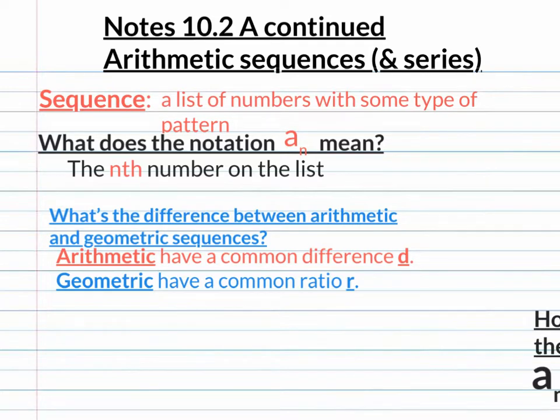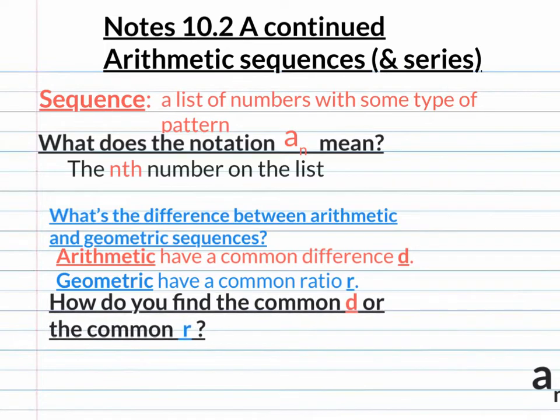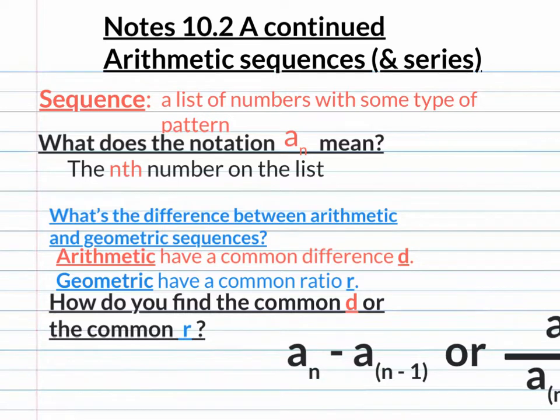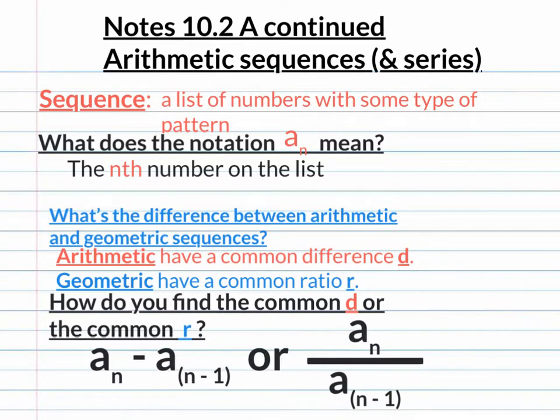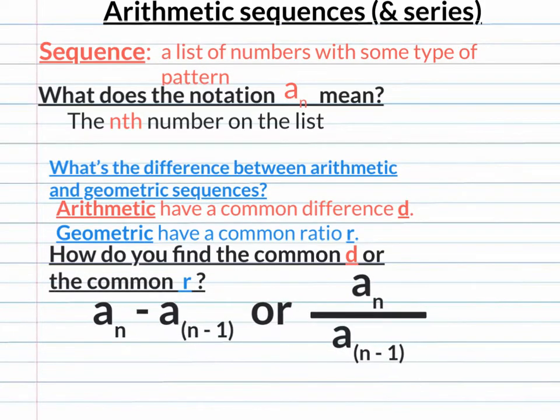So that brings us to the question: how do you find the common difference or the common ratio? Go ahead and pause it, think about it, and here comes the answer. Now let me bring this up a little. Here we go. So here's our answer. How do you find the common difference? Well, difference means to subtract, and you take the a sub nth number or term, whatever that may be, and subtract the a sub nth minus 1.